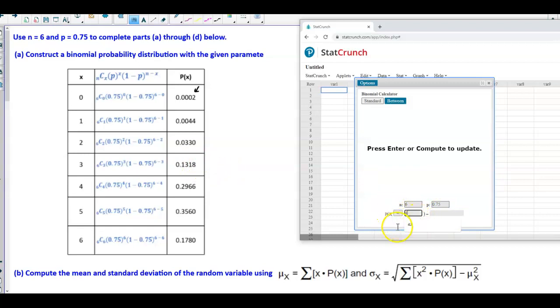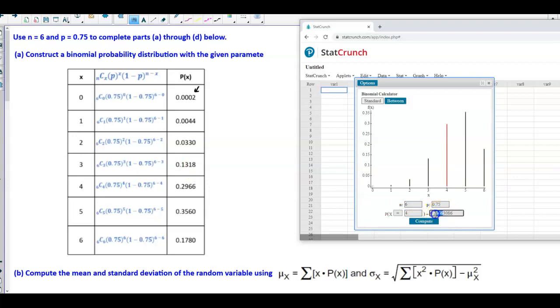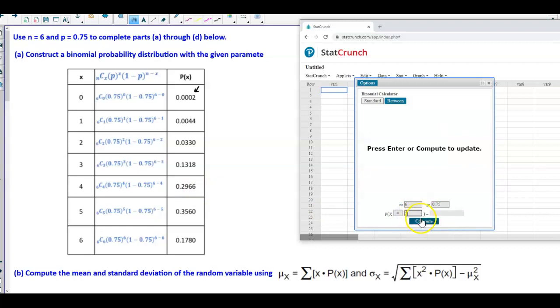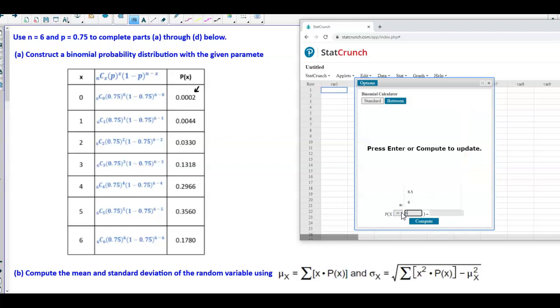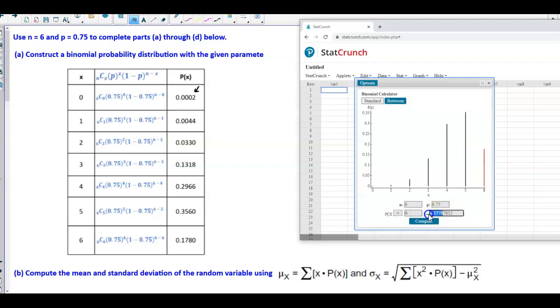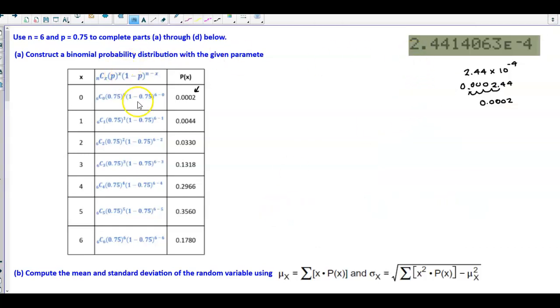Put in the value of 4, and we get 0.2966. Put in the value of 5, and rounding it to 4 decimal places, which means we need to move that 5 to make this a 0, that becomes 0.3560. Then put in the value of 6, and we get 0.1780 since we're rounding that to 4 decimal places. So you can either use the formula or we can use Statcrunch to get our values.